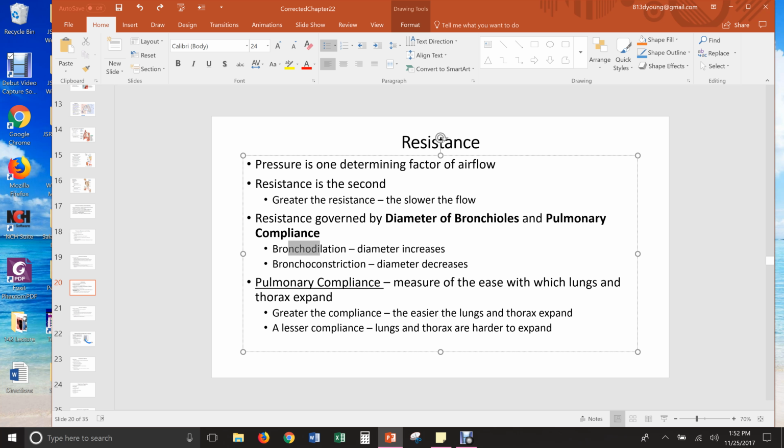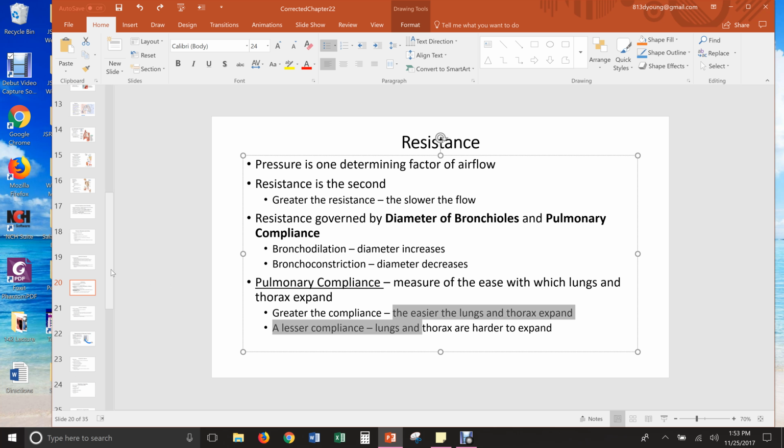For our bronchioles, they can either dilate or constrict. And for the lungs, what is the ease with which the lungs and the thorax are going to expand? So the easier the lungs and the thorax expand, the greater the compliance.